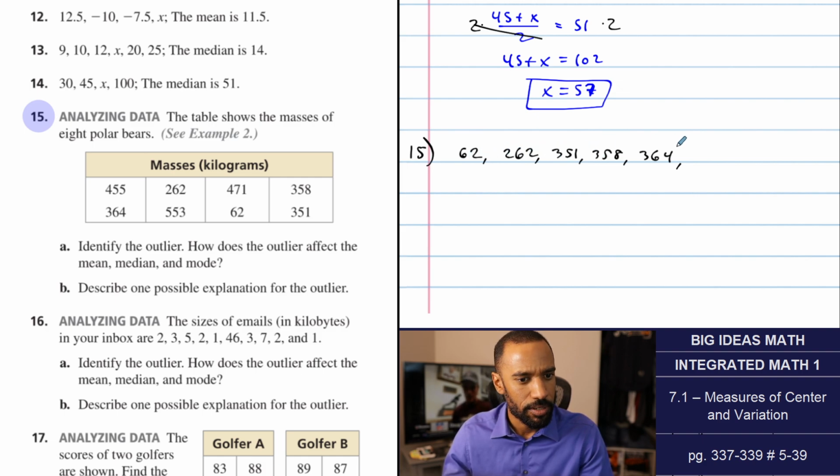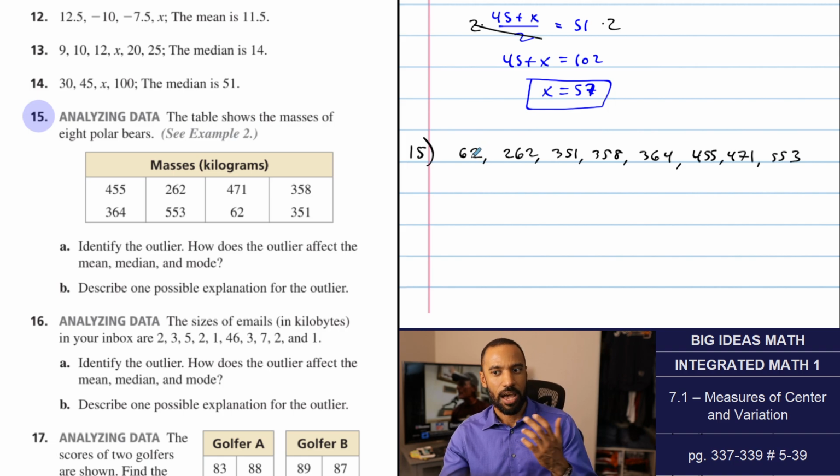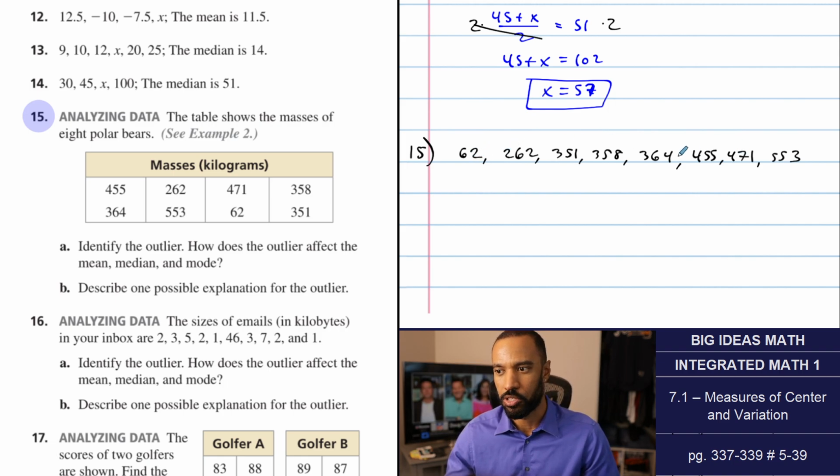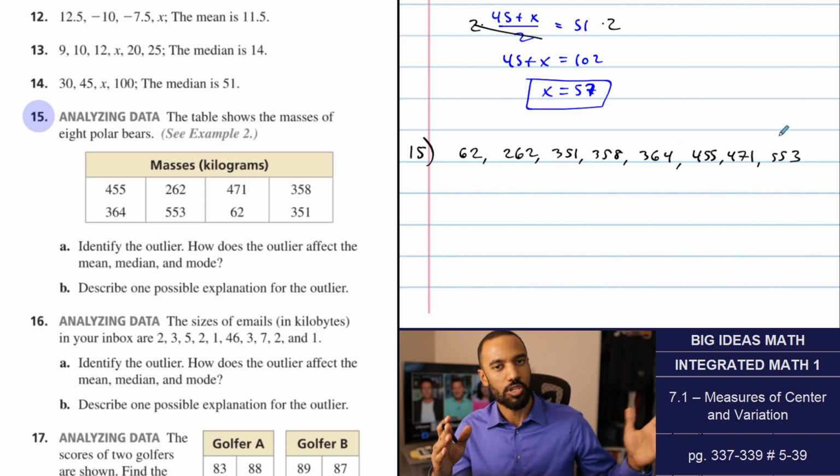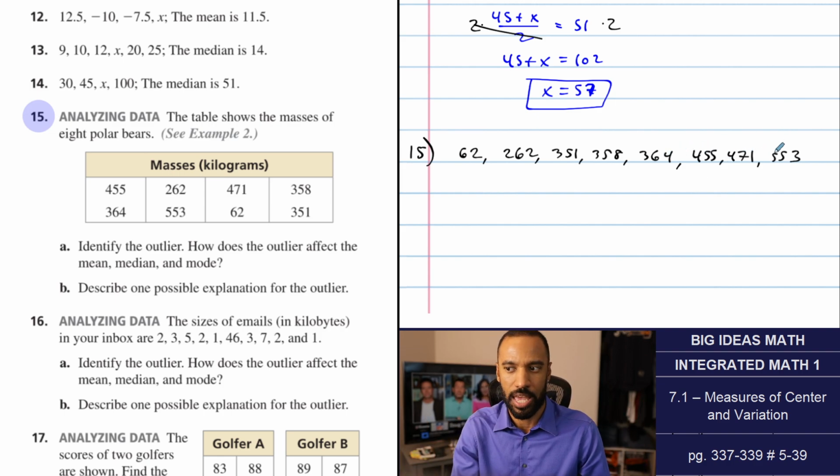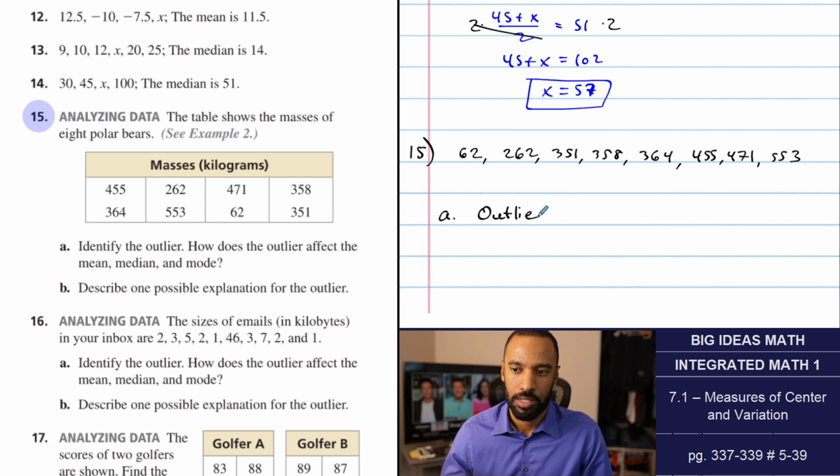1, 2, 3, 4, 5. 455, 471, and there's a 500s: 471 and 553. 62 stands out. It's more than 200 away from the next smallest number. All these are at least within 100 of each other. So as long as it keeps spreading itself naturally through the set, 553 is no outlier here. So for part A, the outlier is indeed 62.